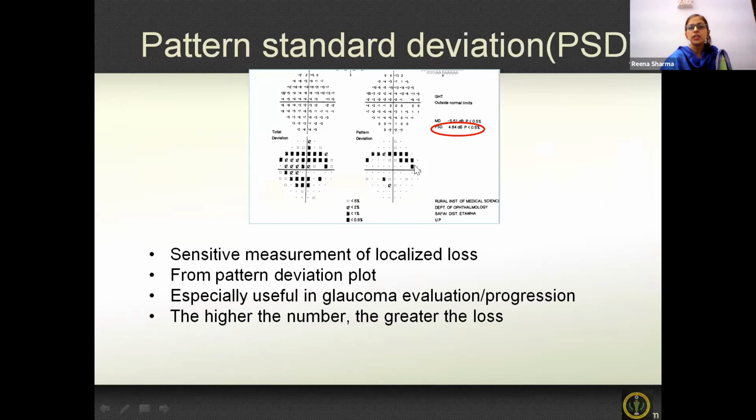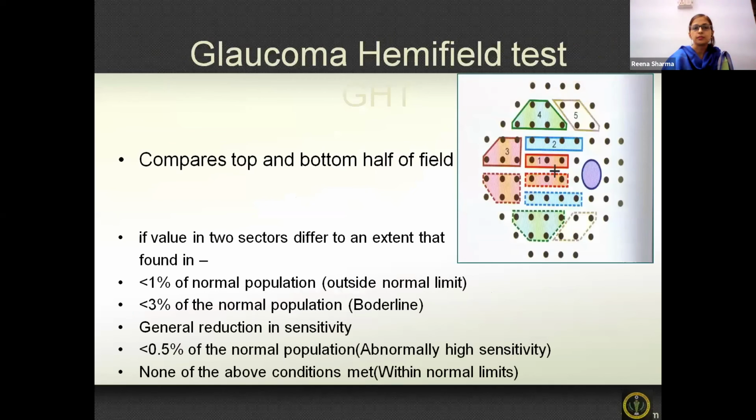Pattern standard deviation is a sensitive measurement of localized loss. That is because it is calculated from the pattern deviation plot, and because it shows us the localized loss, it is important in glaucoma evaluation and progression. The higher the number, the greater the loss, but its value decreases in patients with moderate to advanced glaucomatous damage.